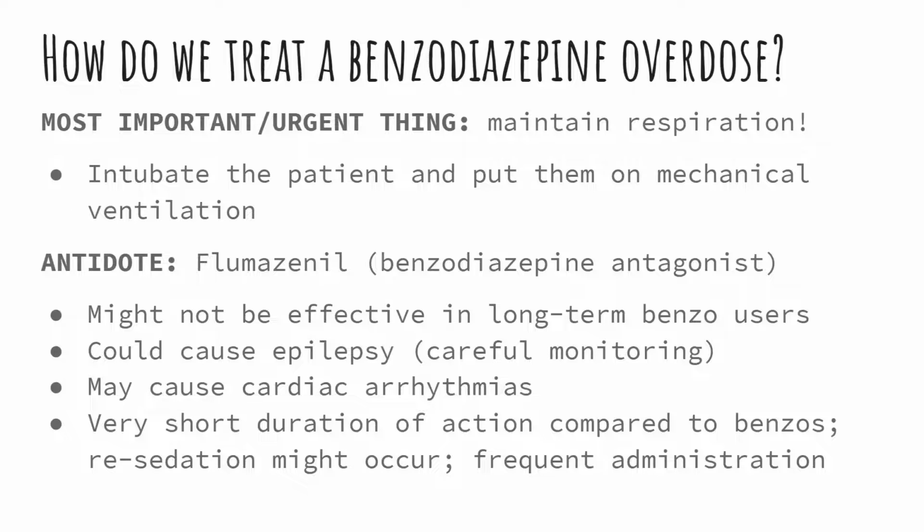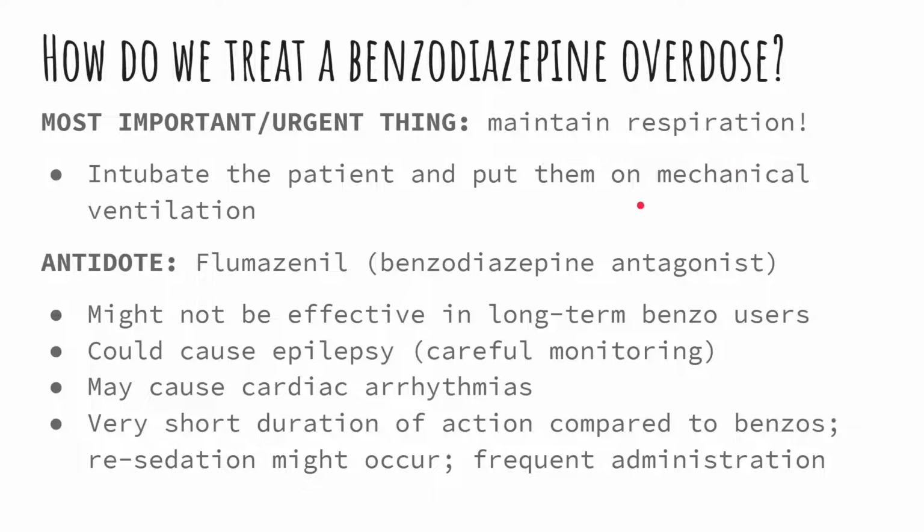So the patient will be very heavily restricted in their breathing. They will only breathe like 5 breaths per minute. So we have to maintain their respiration. How do we do that? By intubating the patient and putting them on mechanical ventilation. Intubation, we already know what it is, inserting a tube into their trachea, and we put them on a machine called the mechanical ventilator to breathe for them, essentially, to make sure that they don't go into hypoxia.